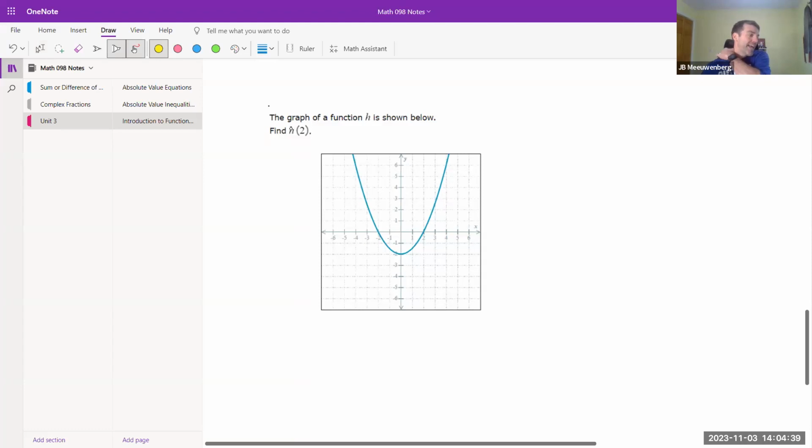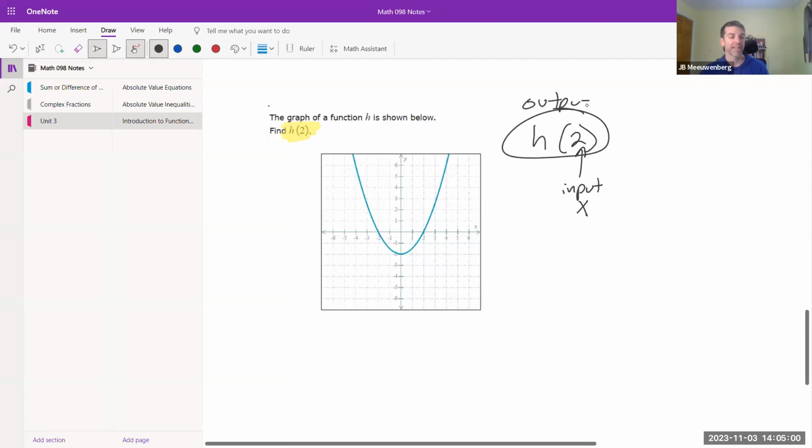And then it's saying find h of 2. So if we think about what that means, find h of 2. 2 is the input, and the input is always going to be the x. So the input is x. H of 2, that's going to be the output, and that's going to be the y. So basically, this is saying in this graph, if x equals 2, y equals what? That's another way to interpret find h of 2.